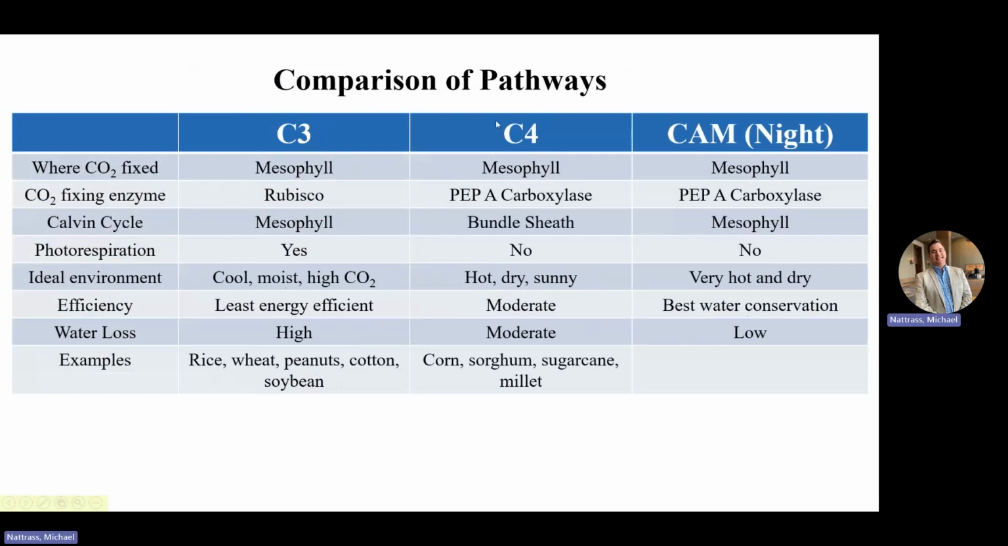All right, next we have our C4 plants: corn, sorghum, sugarcane, millet, most of our grass plants, and then our CAM plants. Examples of that are going to be cacti, agave, and pineapple.